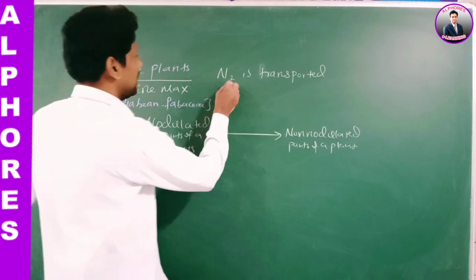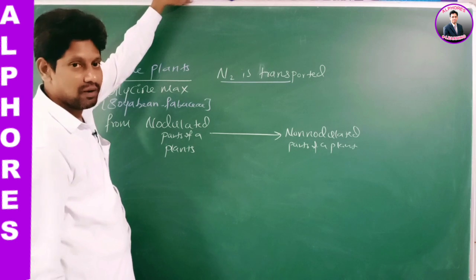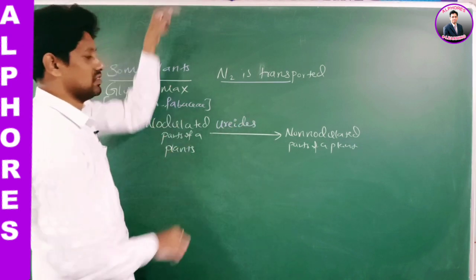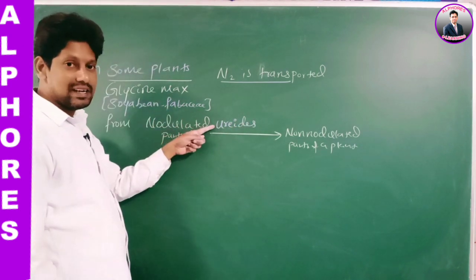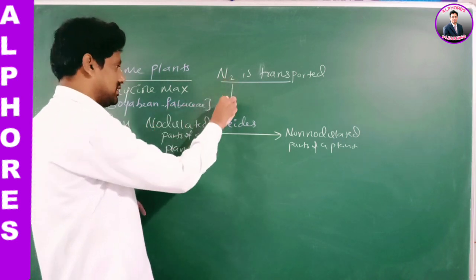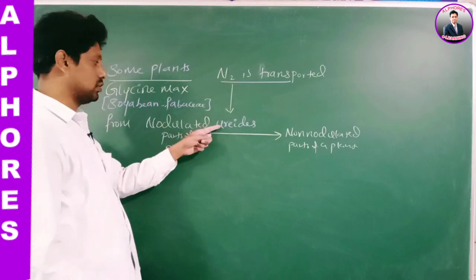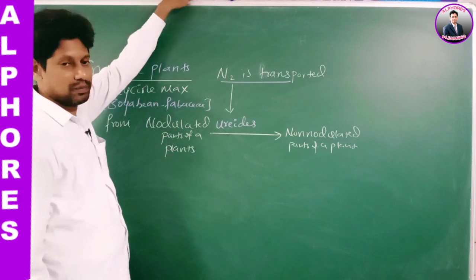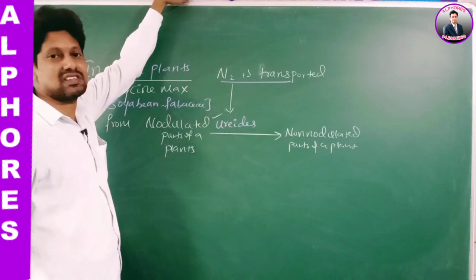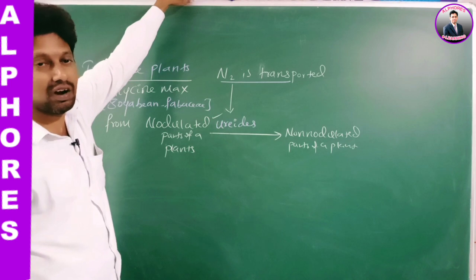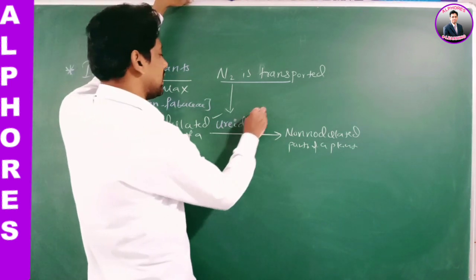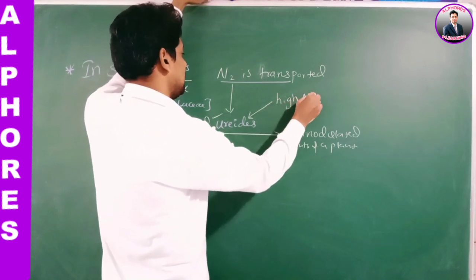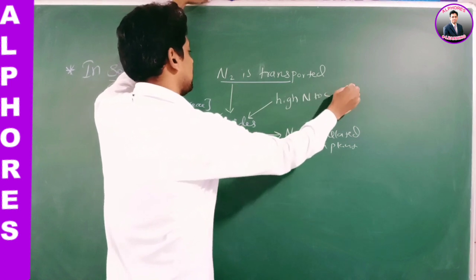What is transported? Nitrogen is transported in the form of ureides. Nitrogen in the form of what? Ureides. Nitrogen is transported in the form of ureides from nodulated parts of the plant to non-nodulated parts of the plant. Sir, what are these ureides, sir? Crystals of nitrogen, called ureides. These ureides also contain a high nitrogen to carbon ratio.